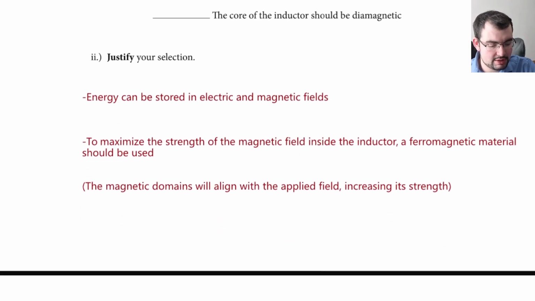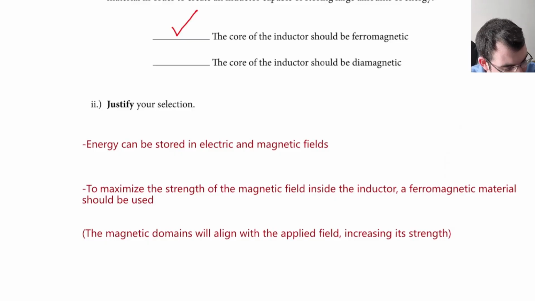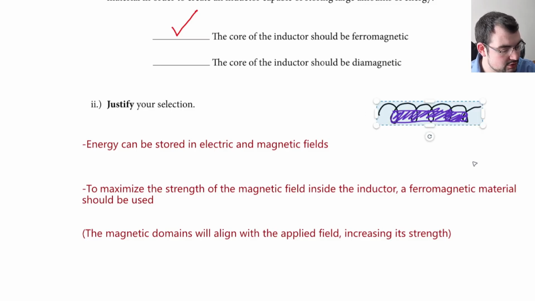So energy can be stored inside E and B fields. To maximize the strength of the magnetic field inside, a ferromagnetic material should be used, because this means the magnetic domains in the material are going to align with the field, increasing its strength. So what we mean by this is we create this object known as an inductor. This is definitely just looking like a spring. Think of a spring or a slinky. And it's saying that what we can do, if we want to strengthen the field inside of it, is actually insert sort of an iron core or an iron rod inside this coil that's going to make the field stronger.